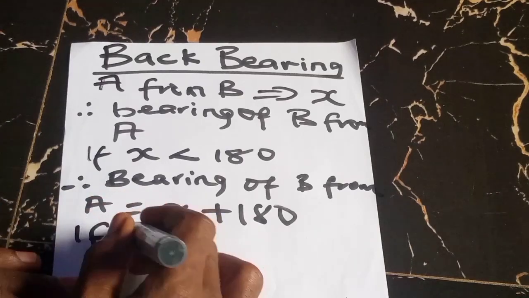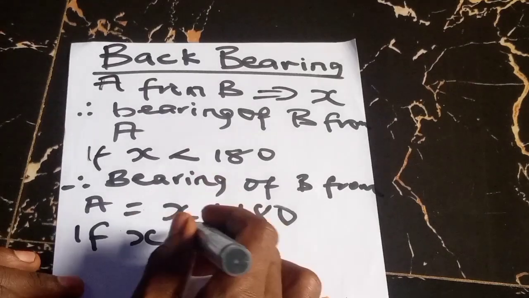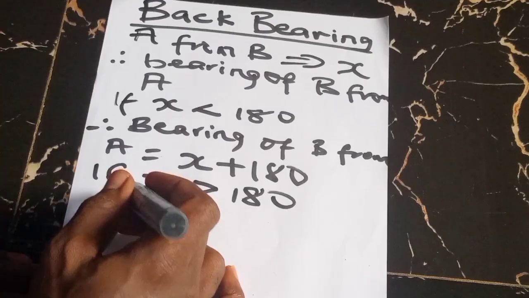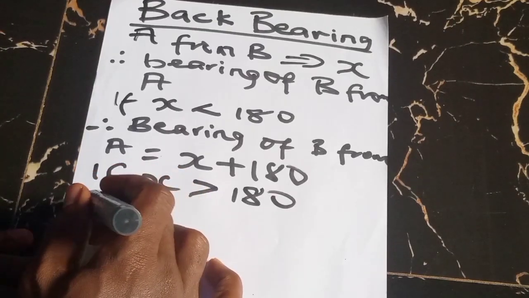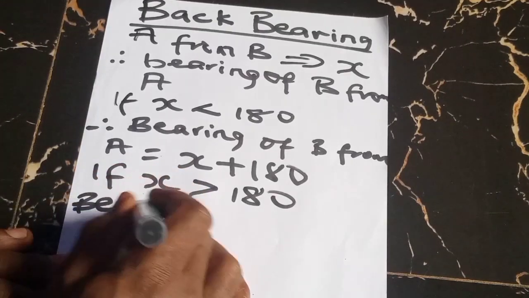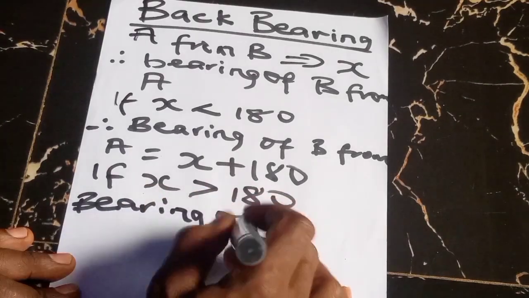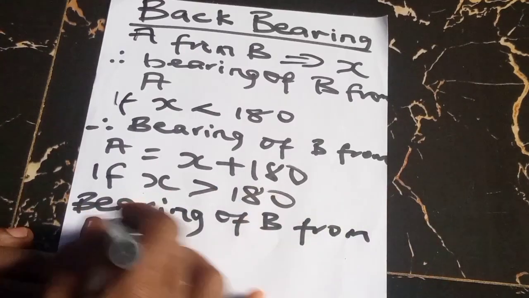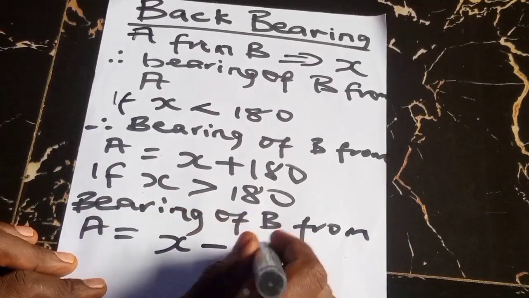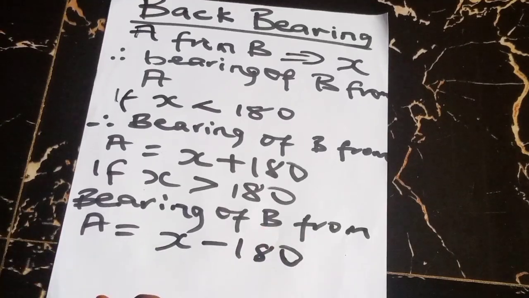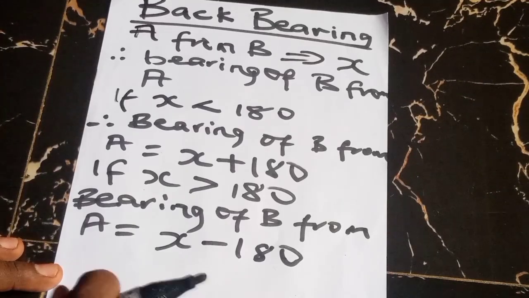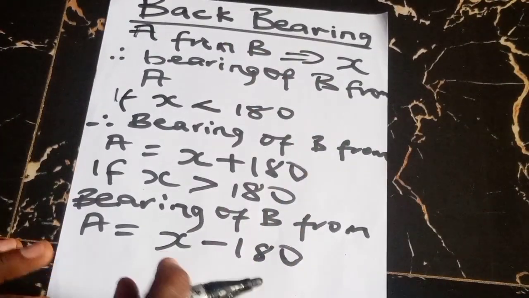Now, if X, which is the bearing of A from B, is greater than 180, okay, then the back bearing, that is bearing of B from A, will be X minus 180. Yes, if X is greater than 180, then the bearing of B from A will be X minus 180. Very simple. Let us quickly look at an example.